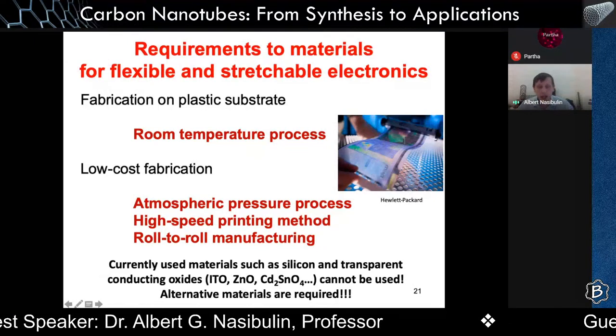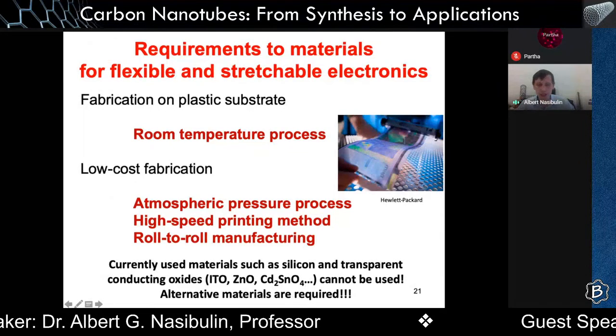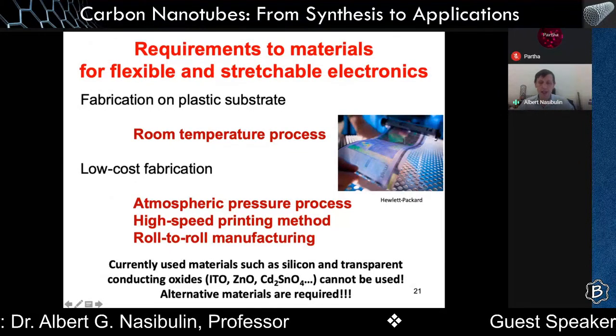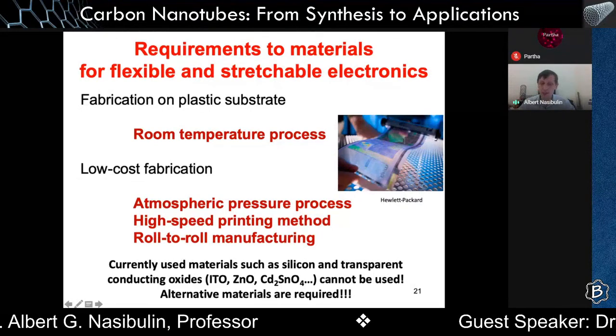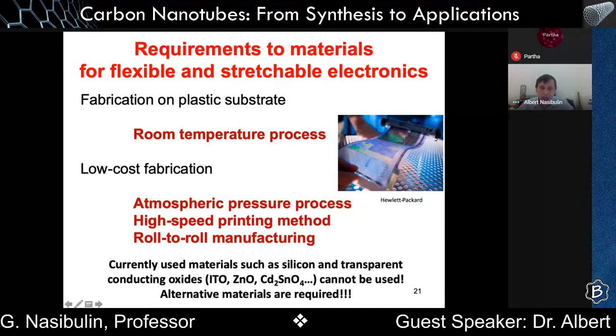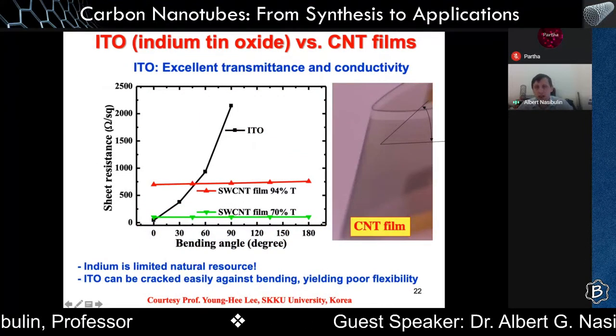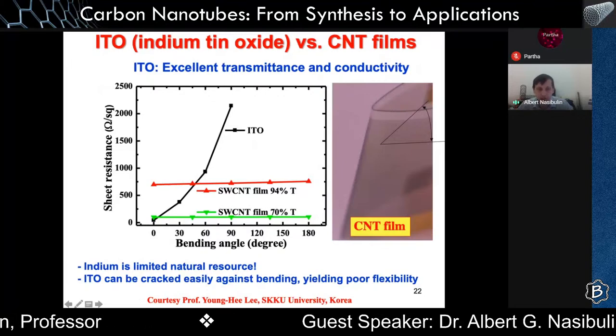But how about currently existing technology or materials like silicon, transparent conductive oxides like ITO, zinc oxide, and others? Could they be utilized? Unfortunately not, and there is a main fundamental limitation: their physical properties.